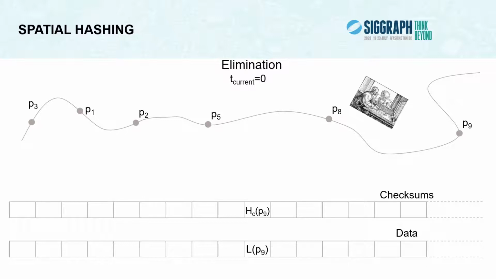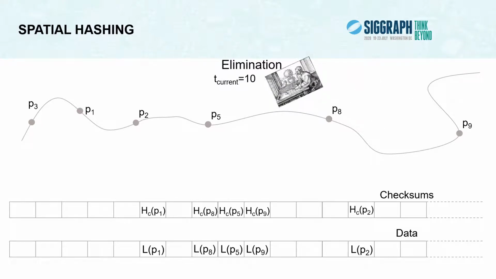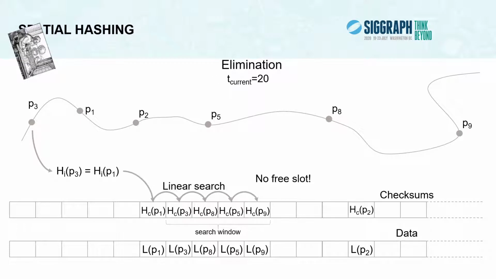Since the hash map has a limited size, we also need to eliminate some data at some point. For example, when we navigate here, we only see this point P9, and as we navigate around, we see a few more points. At some point in the navigation, the search window is completely full. We have a collision that we cannot solve.